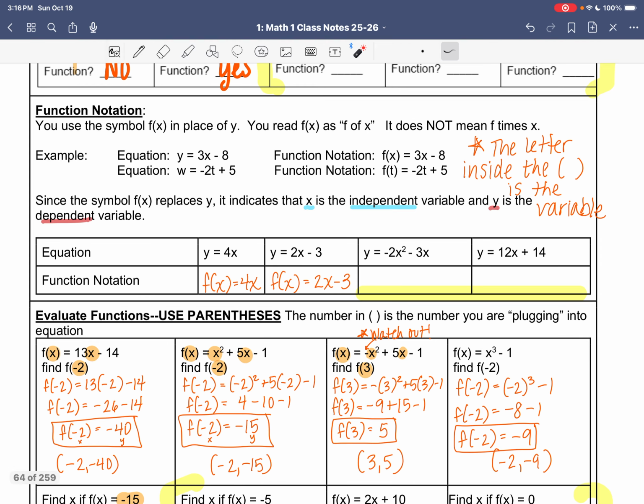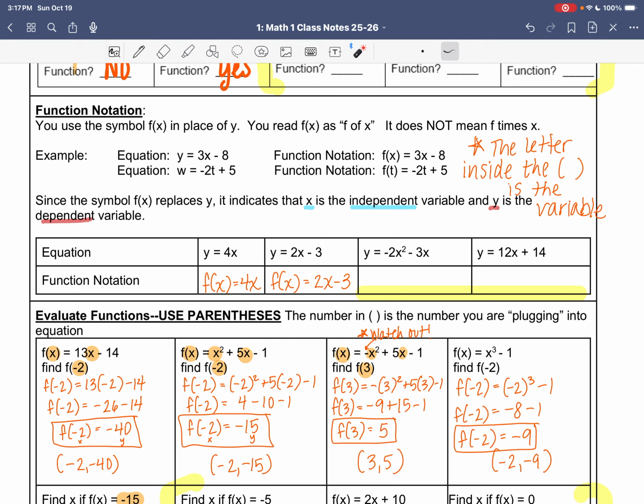All right, now this is new, function notation. You say this f of x. So if it's an f outside the parentheses, you say f of x. It does not mean f times x. So we have an equation where instead of y, we can write f of x, and instead of w, we can write f of t. So the letter inside the parentheses is the variable you're looking for. So if you notice, t here, t here.